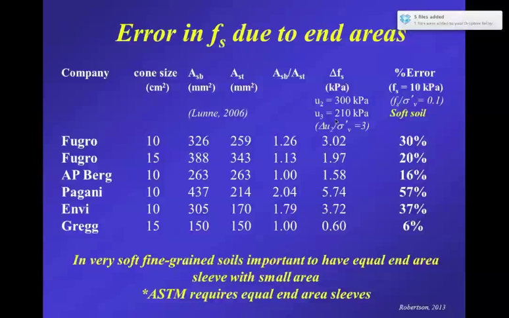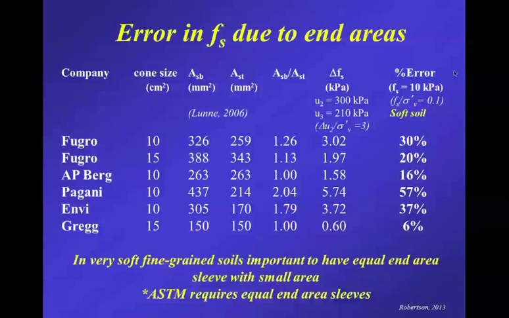And so here I've given an example for a typical soft clay where you might have a pore pressure of 300 kPa at the bottom of the sleeve and then 210 at the top. Those are sort of typical ratios, typical excess pore pressure values. And the sleeve friction, if it's a soft clay, may be around 10 kPa. And so you can see that with some of them, in one in particular, it's a significant error in a very soft clay. So obviously it's much better to have cones that have equal end area sleeves and ideally small areas so that the correction, or the error, is very small, because very few people actually make the correction.